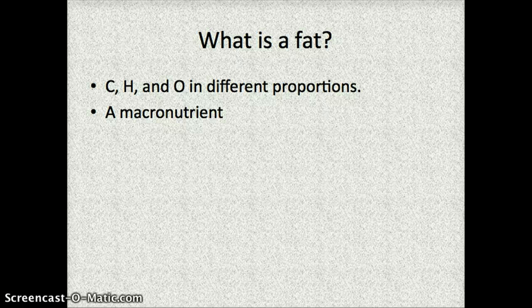If you have ever taken chemistry before, or if you're familiar with the different elements from science class, fats are made out of carbon, hydrogen, and oxygen, which is actually the same thing that carbohydrates are made out of, but for fats they're in different proportions. Fats are also considered to be a macronutrient, which means that they provide the body with energy and they are a source of calories.